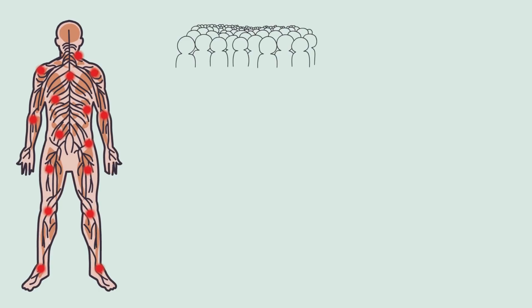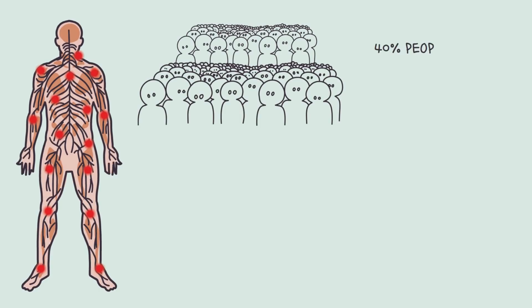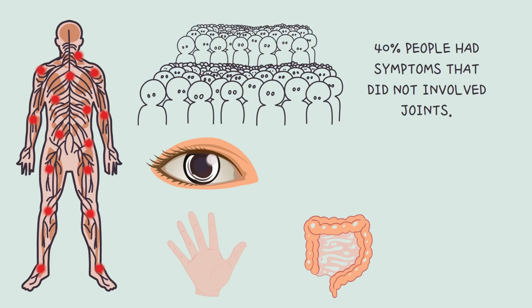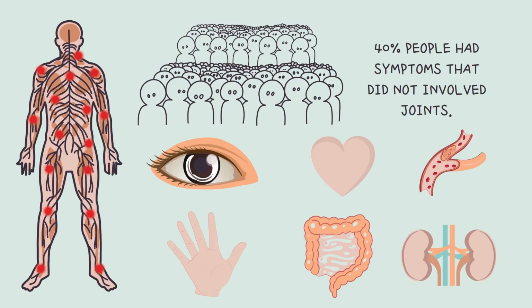Rheumatoid arthritis can also affect other organ systems in your body. About 40% of people who have rheumatoid arthritis also experience signs and symptoms that don't involve the joints. Other than joints, it can affect your eyes, your skin, and the gastrointestinal tract. It can also affect the heart, the blood vessels, kidneys, and lungs.